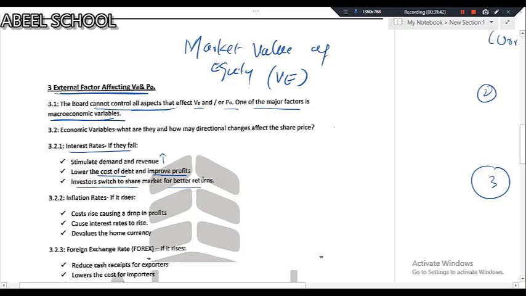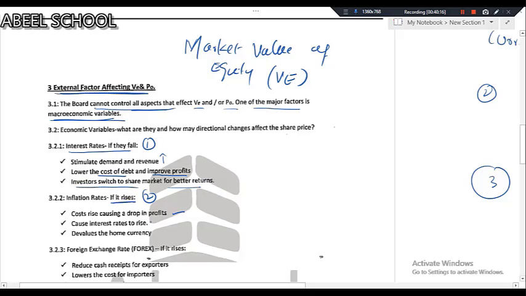Obviously, if investors who have invested in debentures are not getting a good return due to a fall in the interest rate, they will switch their investment from bonds to shares. This is interest rate, if it falls, this is number one. The second, if inflation rates rise, costs rise, causing a drop in profit. Yes. When inflation increases, cost will increase and profit will reduce.